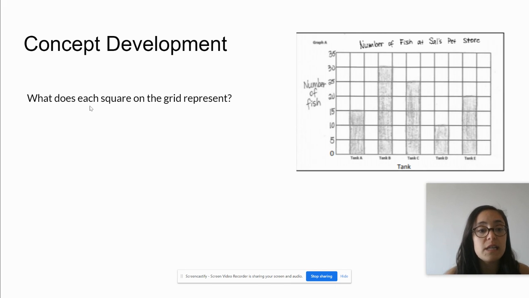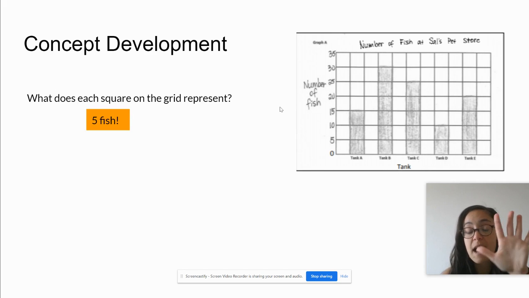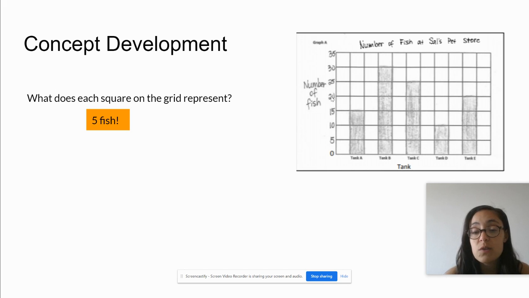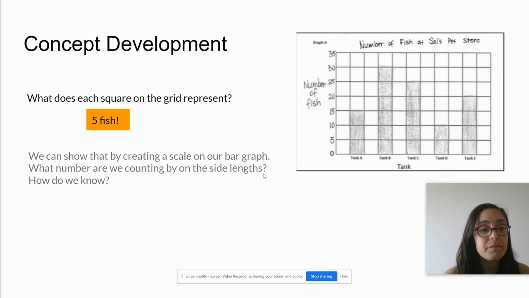So what does each square on the grid represent? And like we said, each square represents, going up, the number of fish at Sal's pet store. So we know that it represents 5 fish. So my unit is 5 fish. It's always super important to put your units down because that's what shows the number of fish, or how many you're counting by. Next, we can show that by creating a scale on our bar graph.